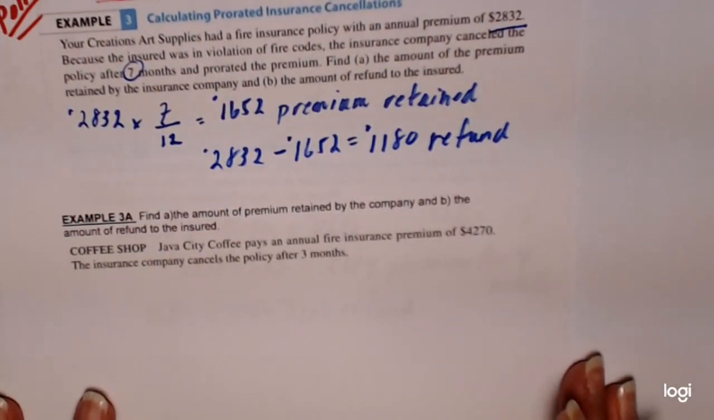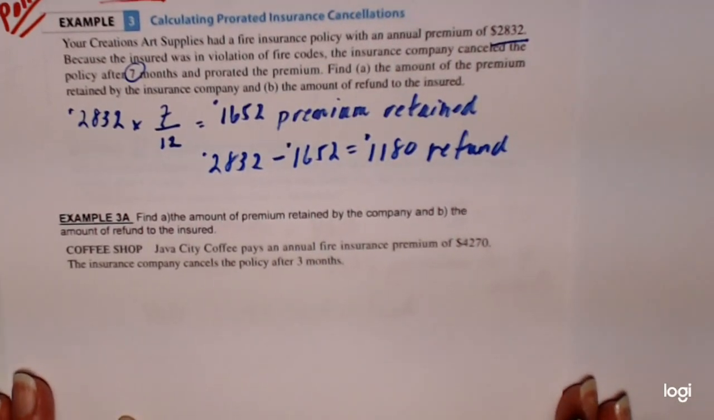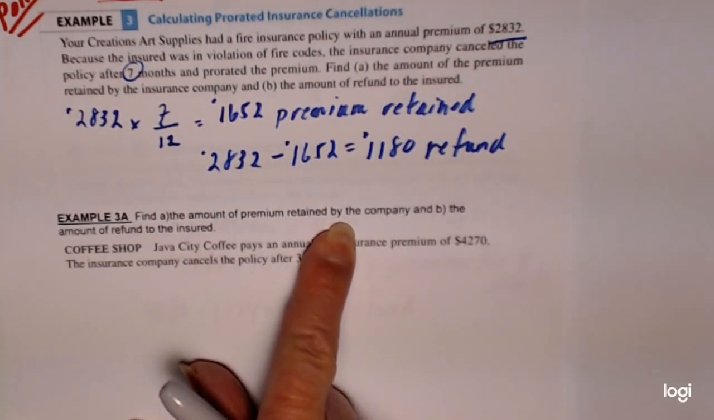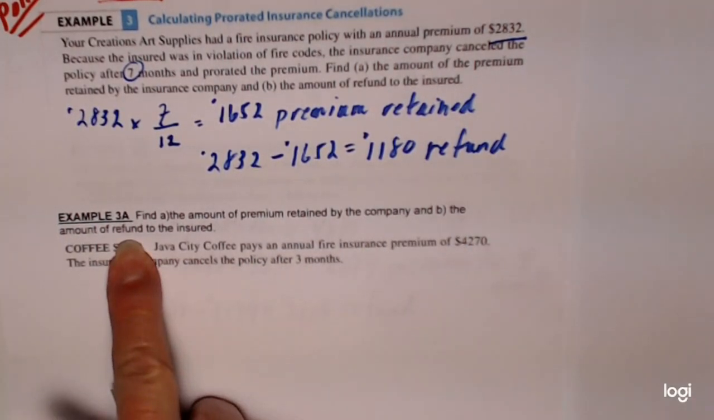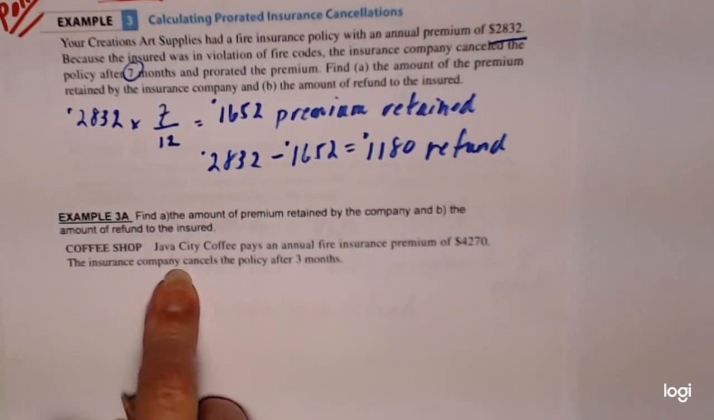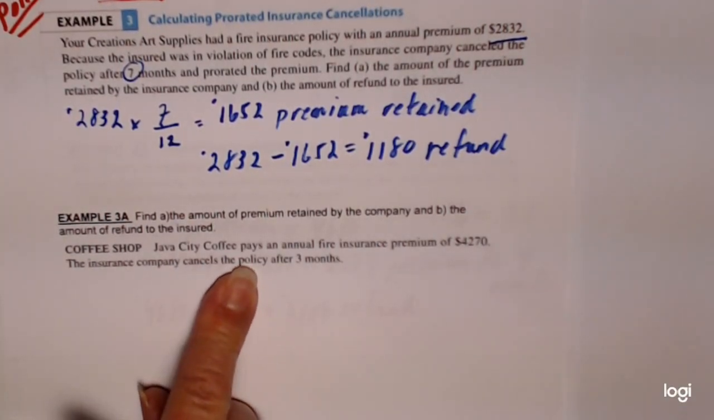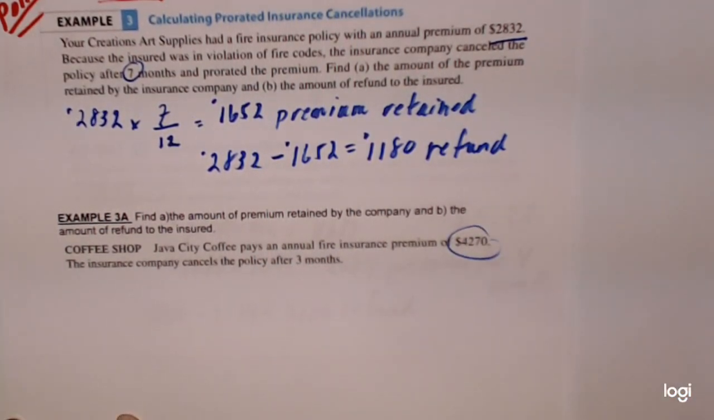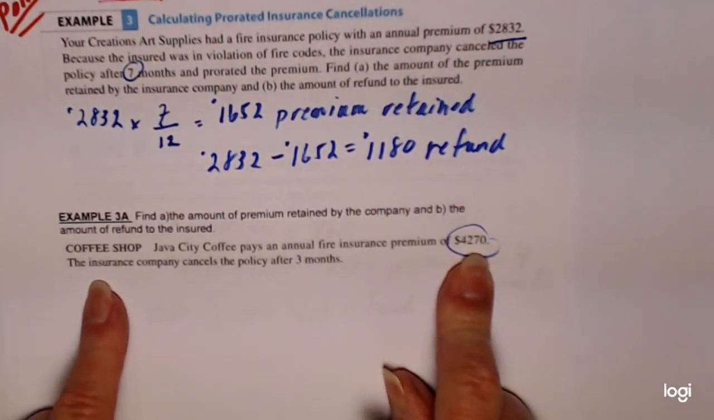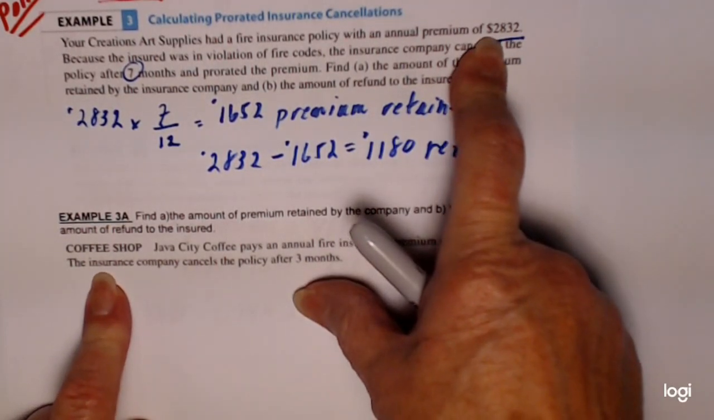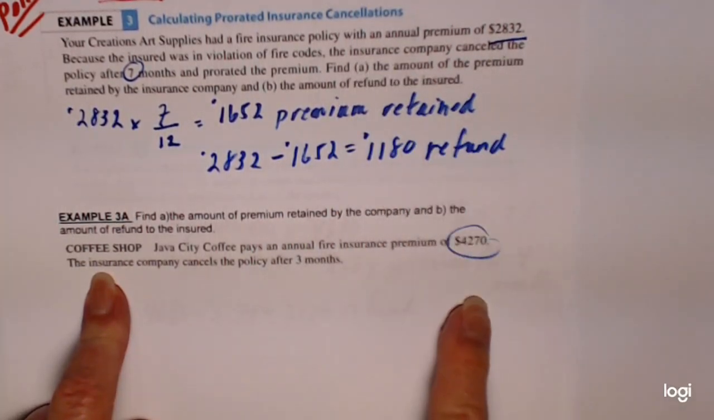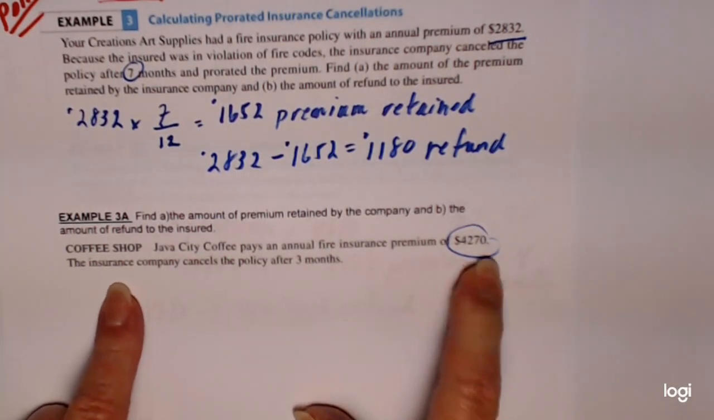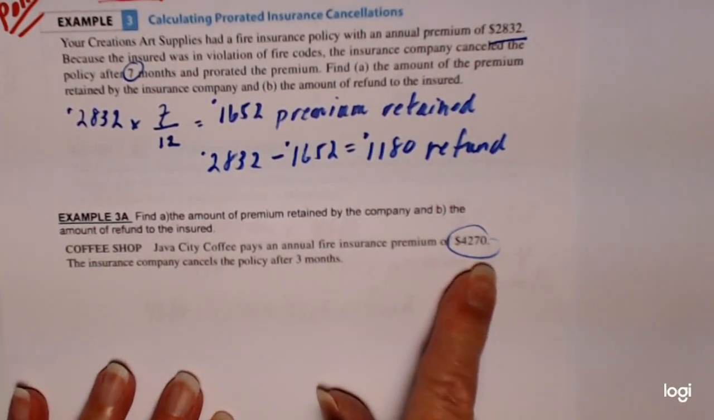And now this last example for this video. Again, find the amount of premium retained by the company and then the amount of refund to the insured. In this, we have a coffee shop, Java City Coffee, pays an annual fire insurance premium of $4,270. And notice, more than the art supply place. So either this is a bigger building, or maybe it's in a higher risk area. Don't know why, but just thought I'd point that out rather than just plow through these.